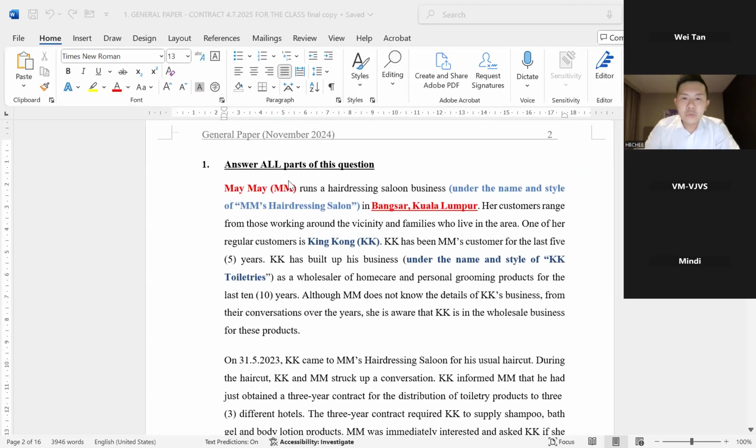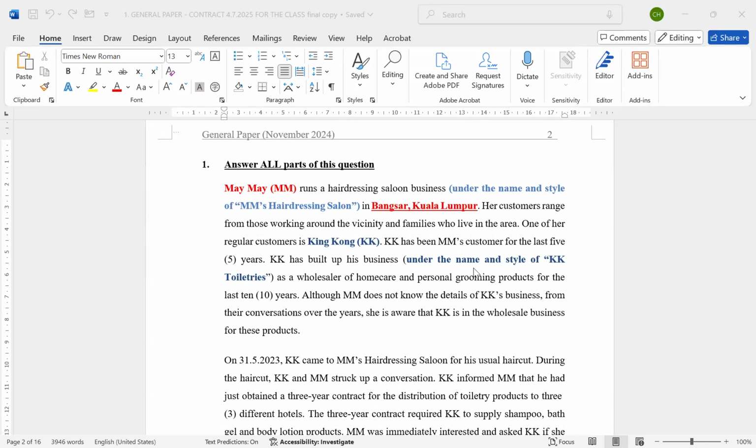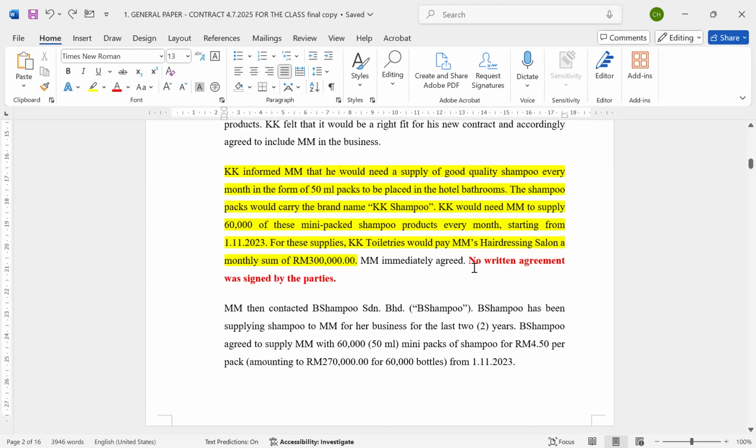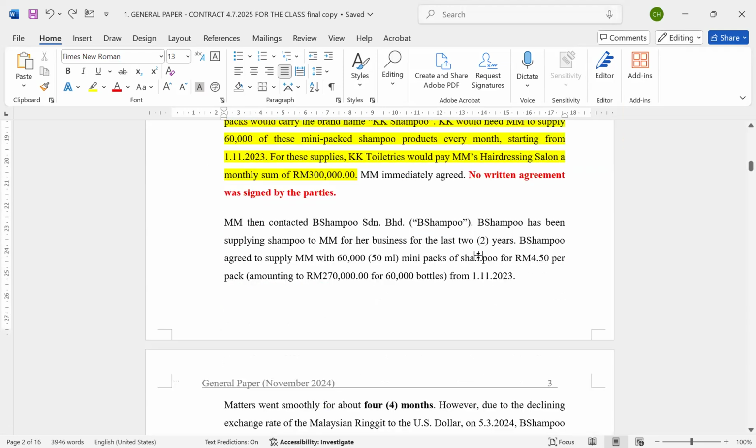Okay, so today we'll discuss the contract part of a general paper. That will be question one. Okay, first and foremost, the first thing that you should do when you get the examination paper, don't read the text first, but rather you have to read what is the requirement of the question.